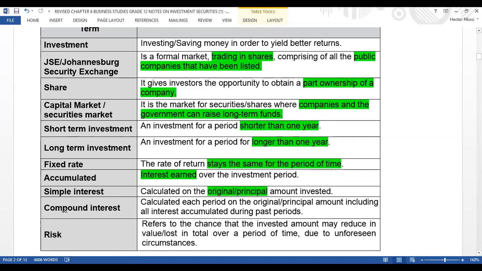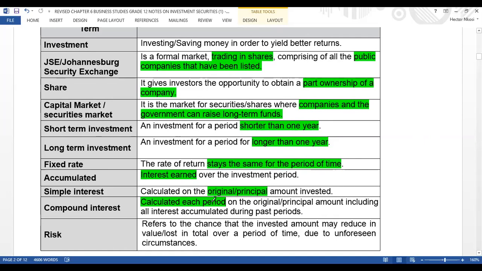Now, let's look at compound interest. This one is calculated each period. Very important: calculated each period on the original amount, including all interest accumulated during the past period. So with this one, each period, you must calculate the interest. With simple interest, if your interest is 10 rands every year, it's going to be 10 rands for the next 10 years. But compound does not work like this.